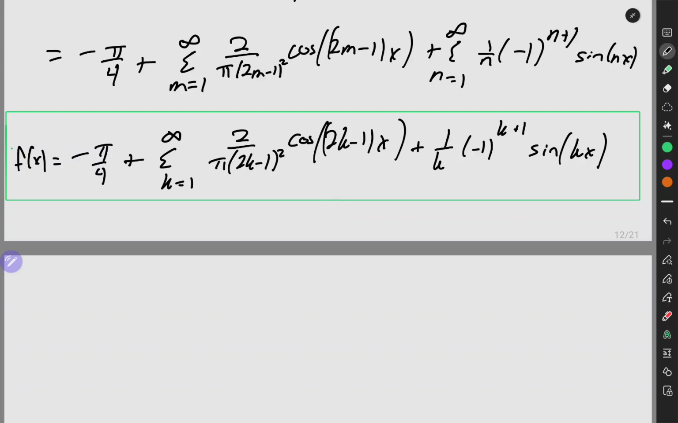Let me just double check this real quick. Oh, by the way, if you wanted to, you can take out that 2 over pi there and write it like that. Okay? So then this is probably as simplified as it's going to get. I don't see how you can simplify that anymore.